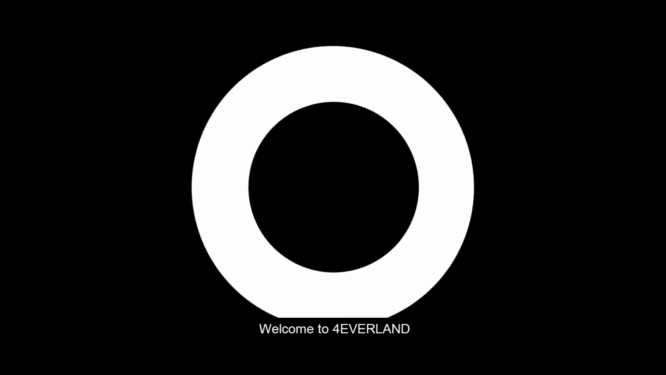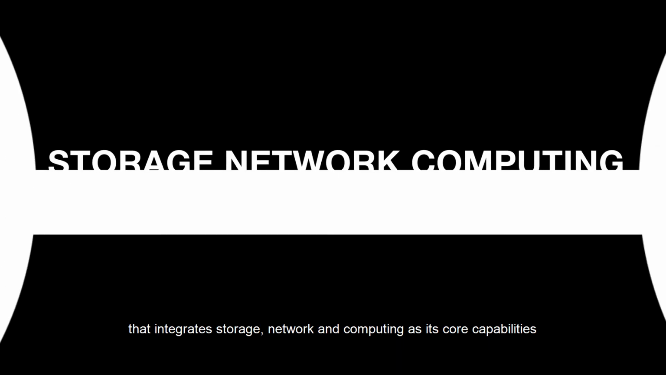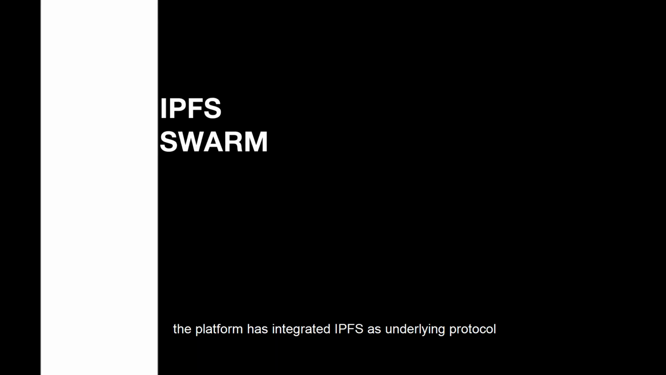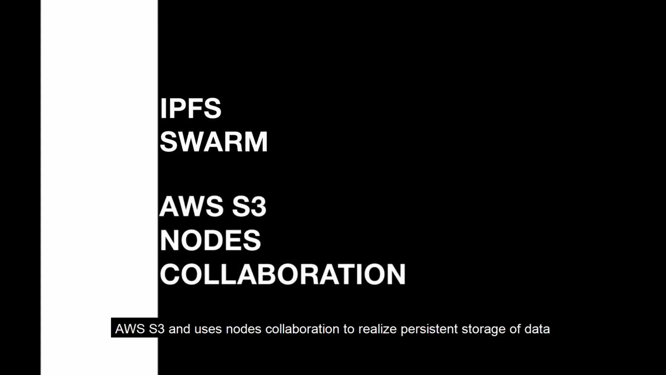Welcome to Evelyn. It is a Web3 cloud computing platform that integrates storage, network, and computing as its core capabilities. The platform has integrated IPFS as the underlying protocol and supports Swarm technology to form a storage network. Evelyn is compatible with AWS S3 and uses node collaboration to realize persistent storage of data.